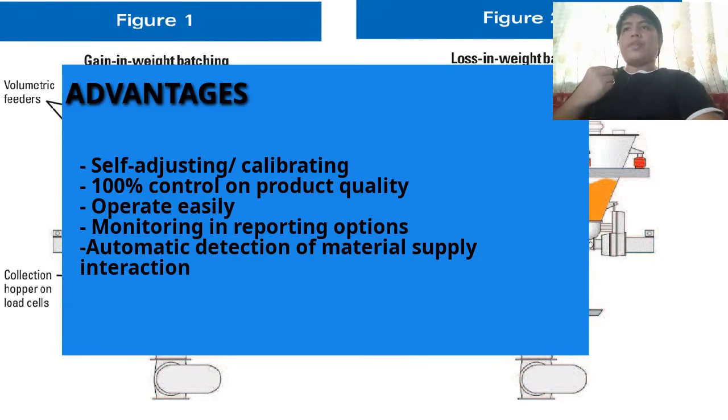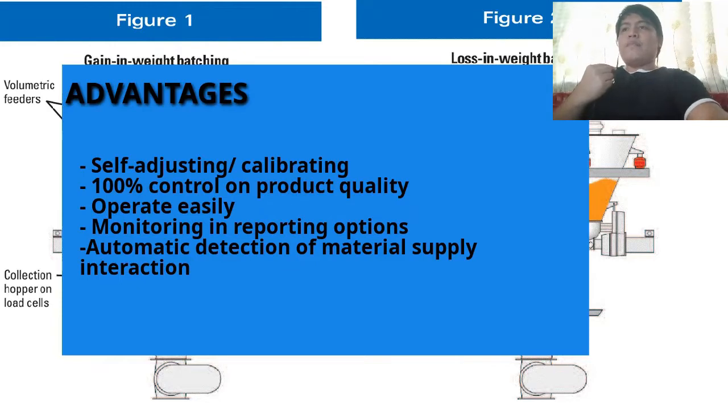There will be 100% control over your product quality. It is easy to operate. There are monitoring and reporting options available. There is automatic detection of material supply interruptions, so if there is a particular interruption, the feeder can detect it.